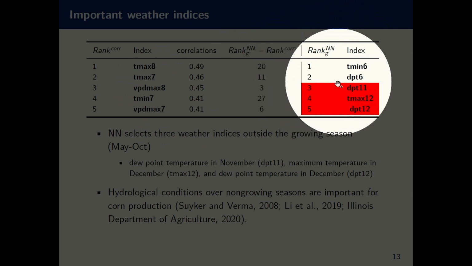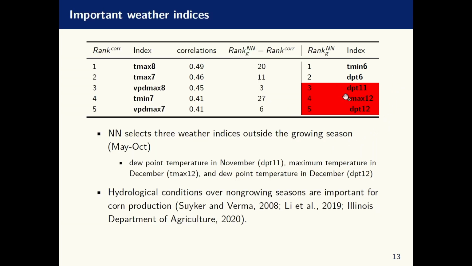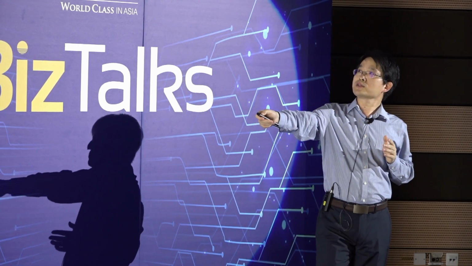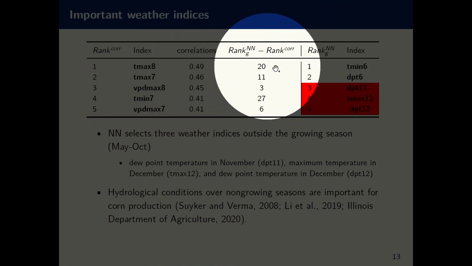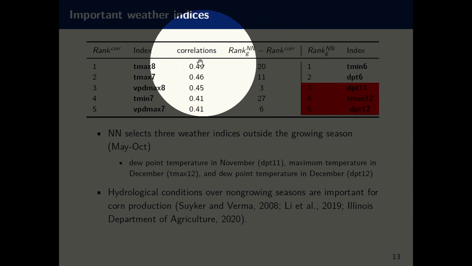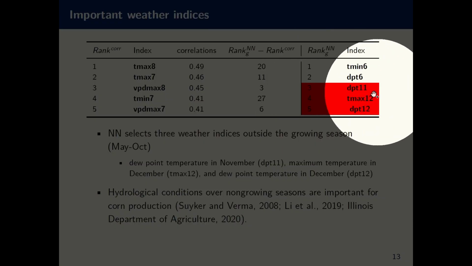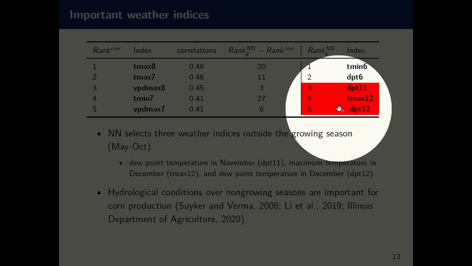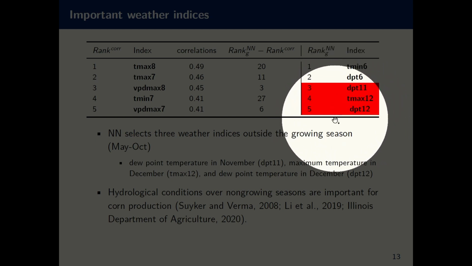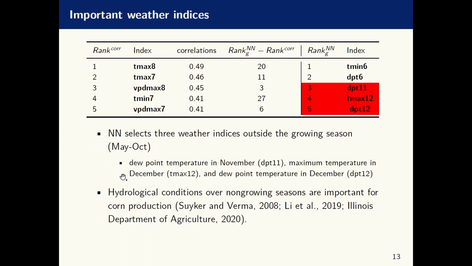And the right panel here shows the 5 most important weather variables picked up by the neural network approach. Now, the first thing you're going to see is that those variables are completely different. So these two contracts identify completely different weather variables. Second, if you look at the variables picked up by the neural network approach, we're going to see that the last 3 variables I highlighted right here actually are weather conditions outside the growing season of corn in Illinois. That's kind of surprising, right?